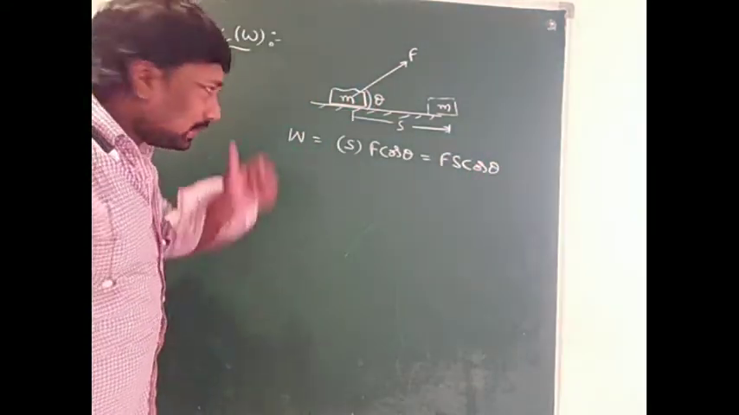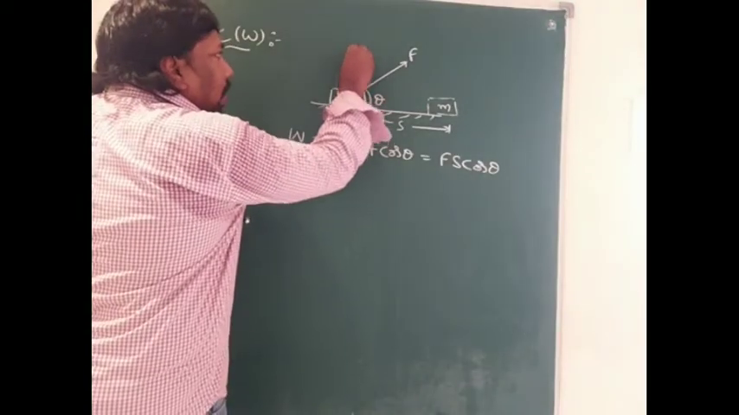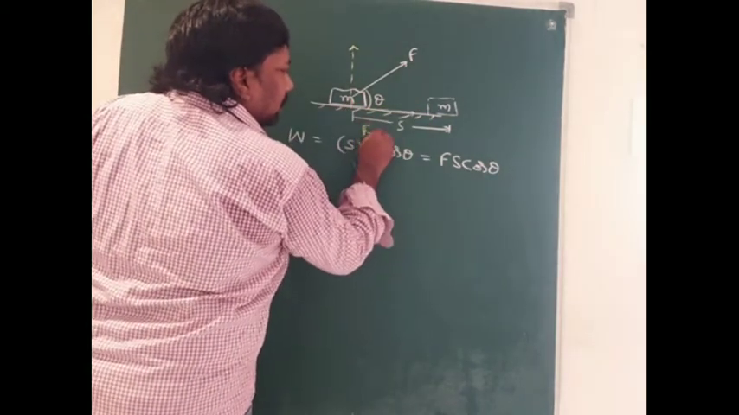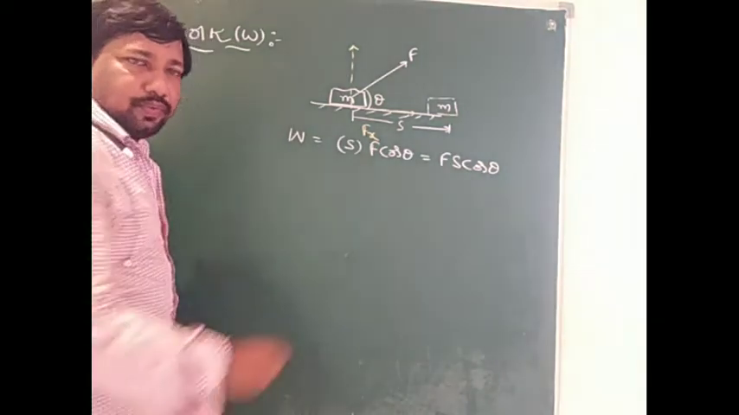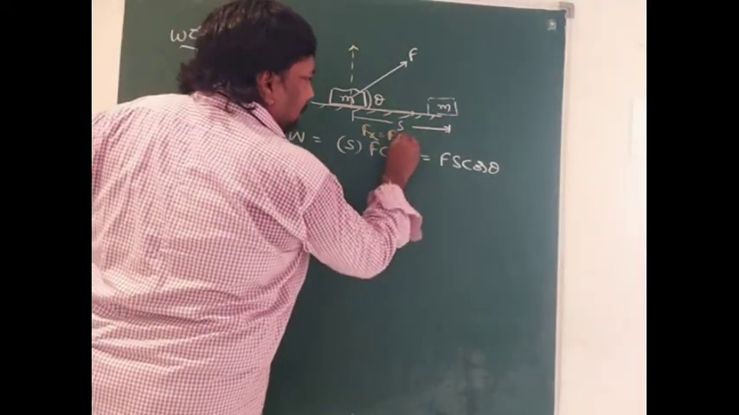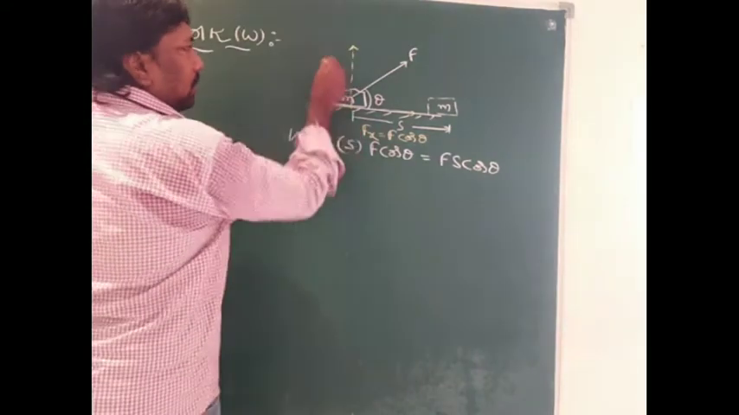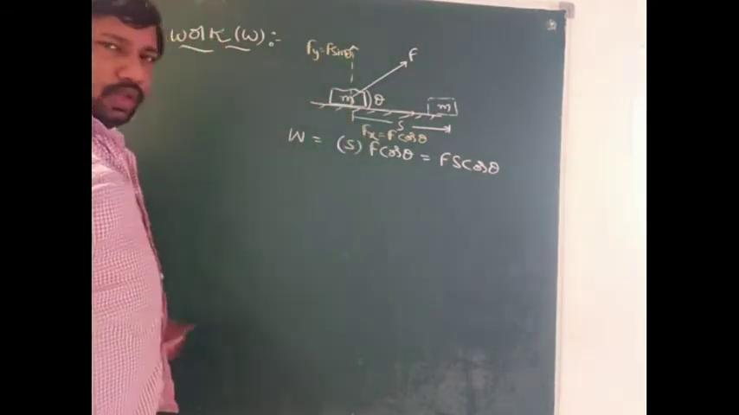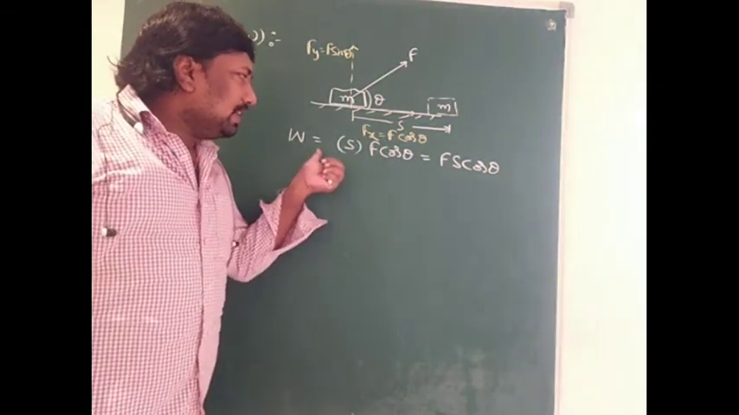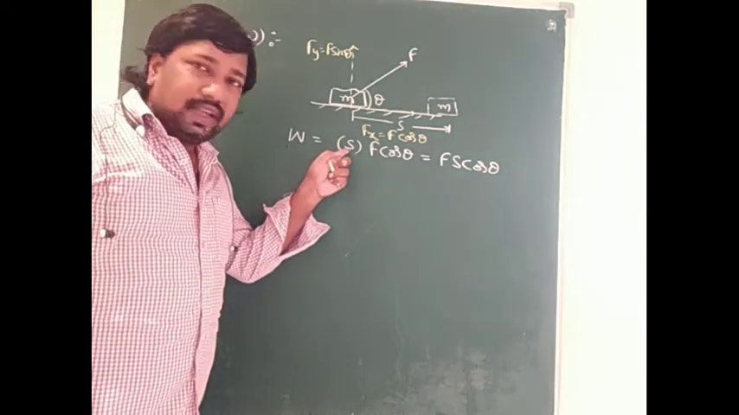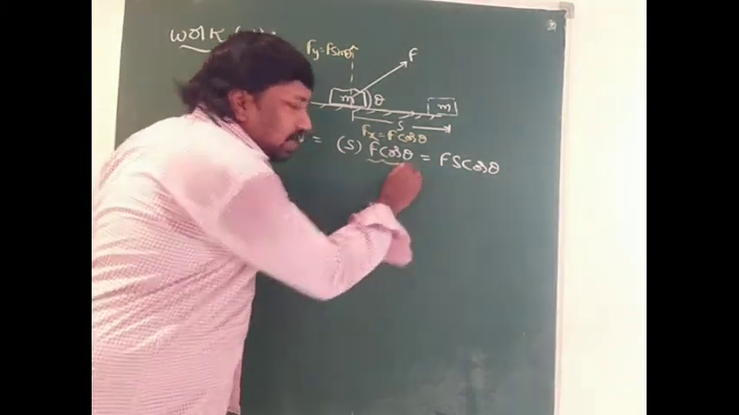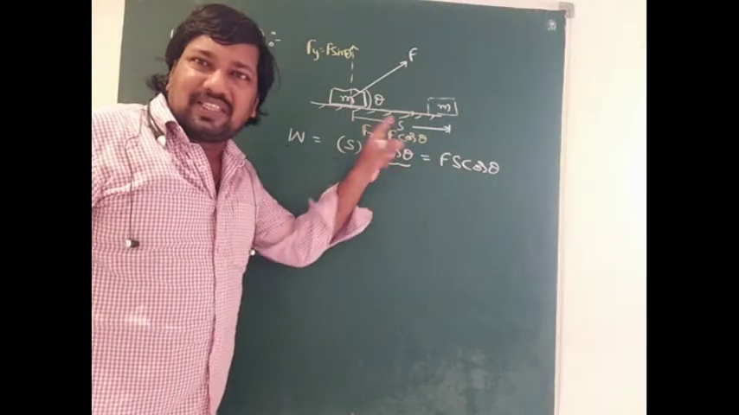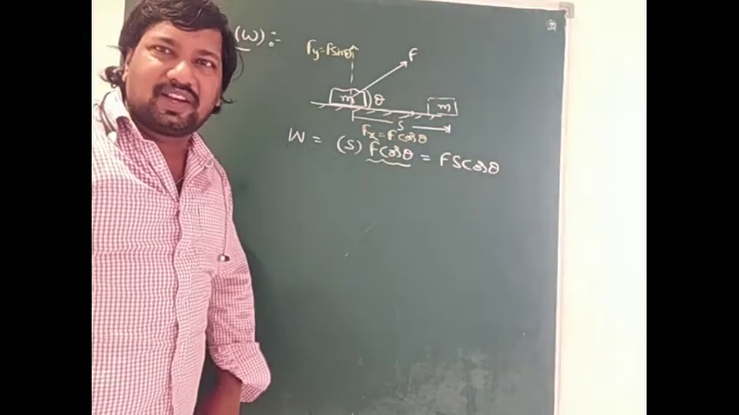Here F is resolved into two components: Fx along the direction of the x-axis, that is F cos theta, and Fy along the direction of the y-axis. Work done is defined as the product of displacement and F cos theta, the component of force along the direction of displacement.